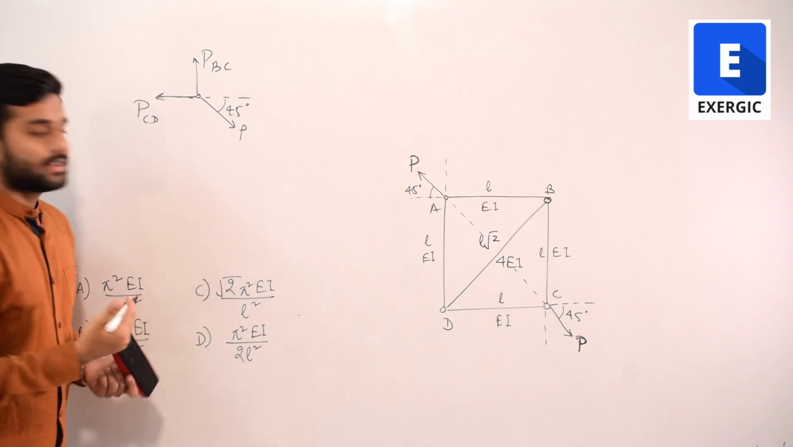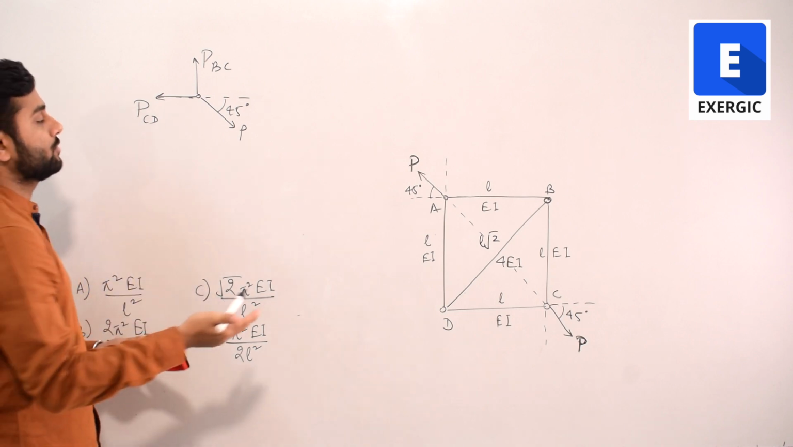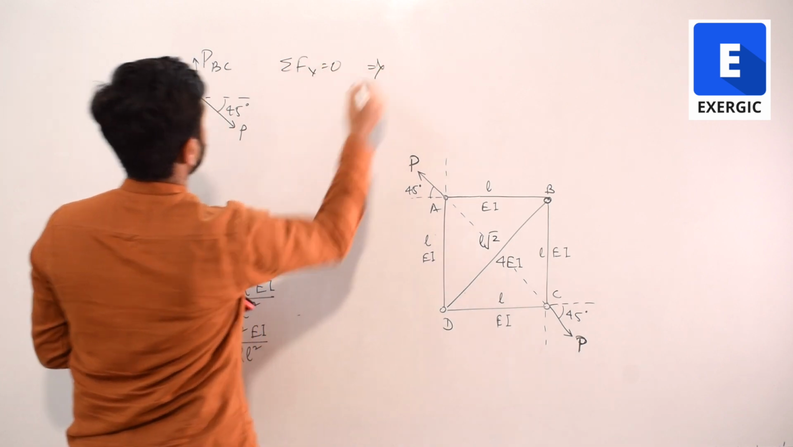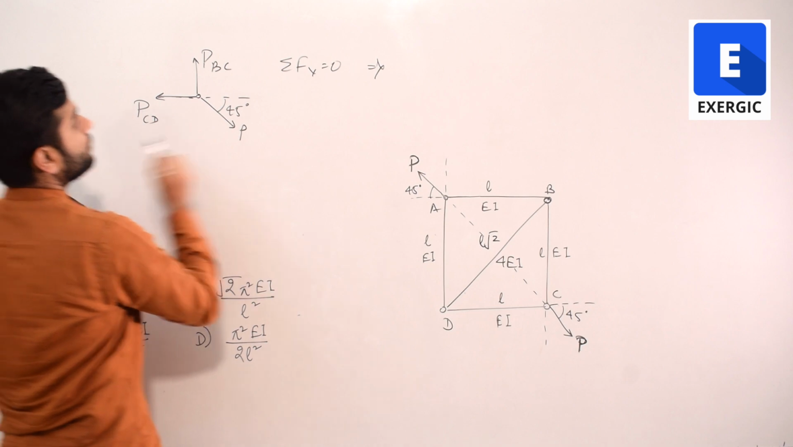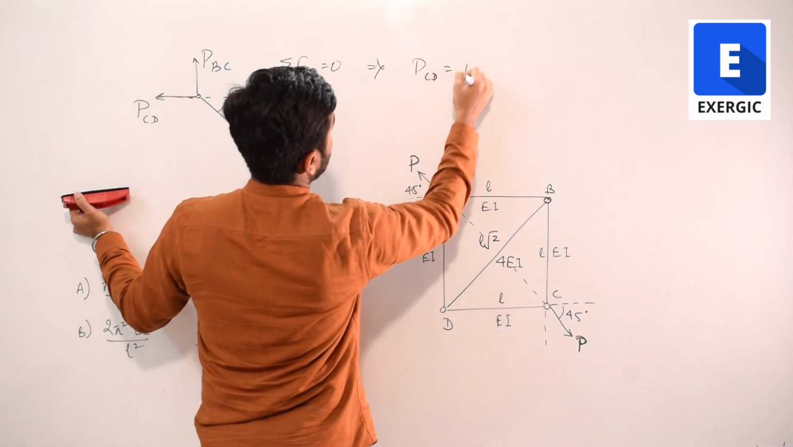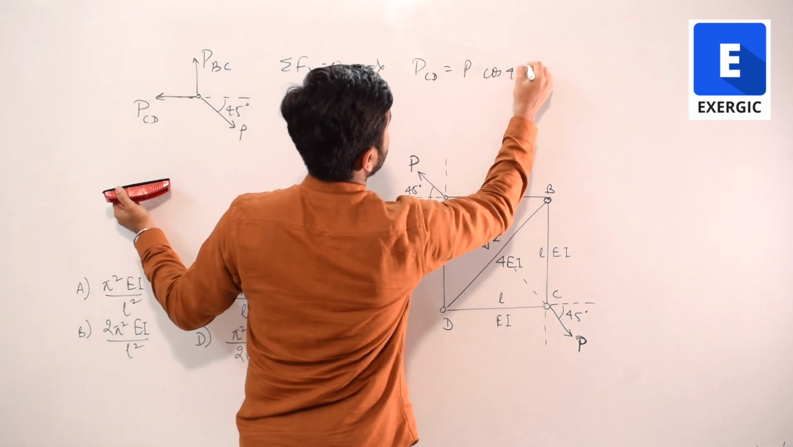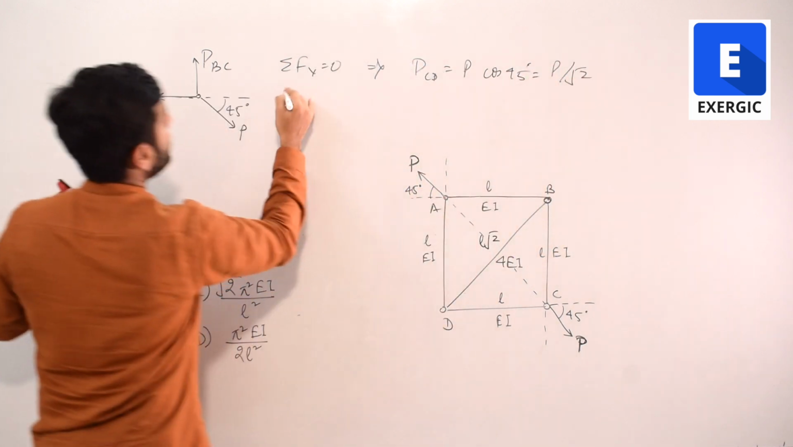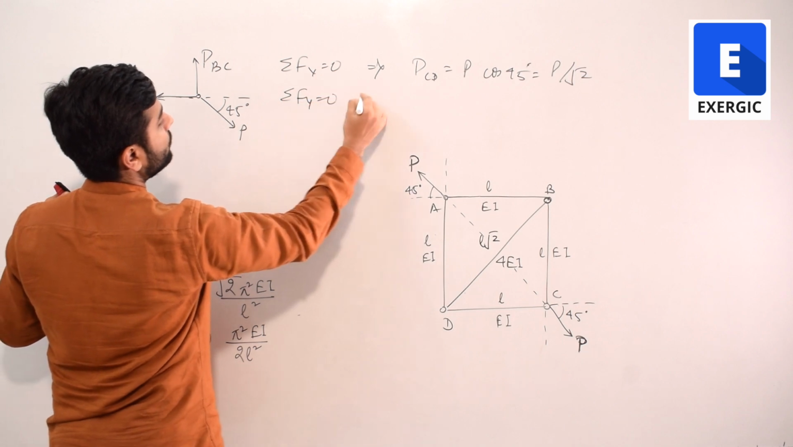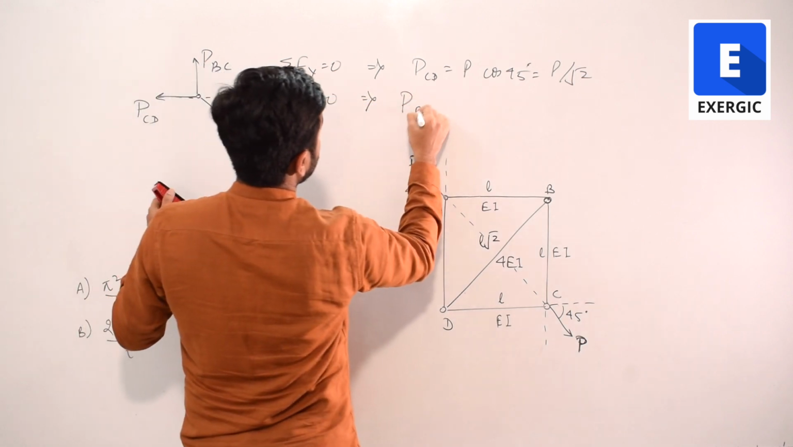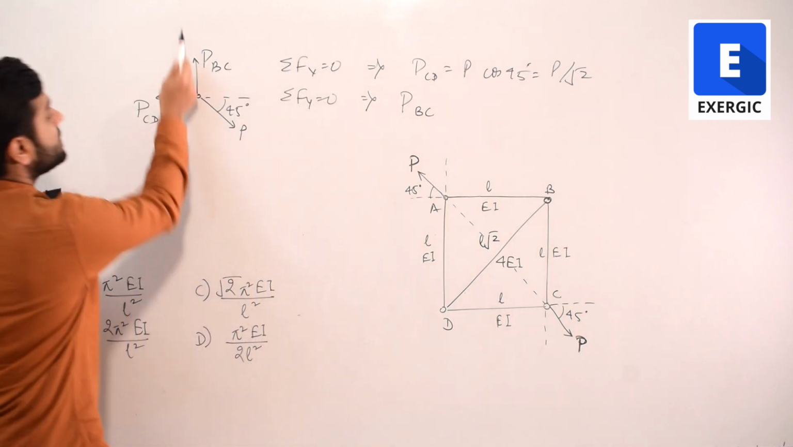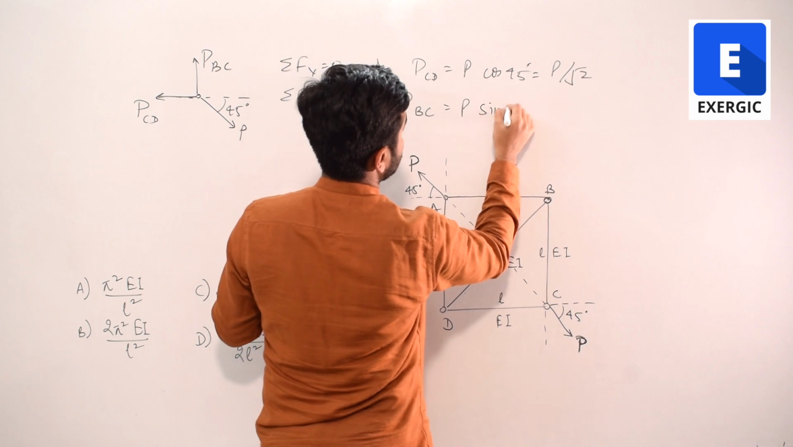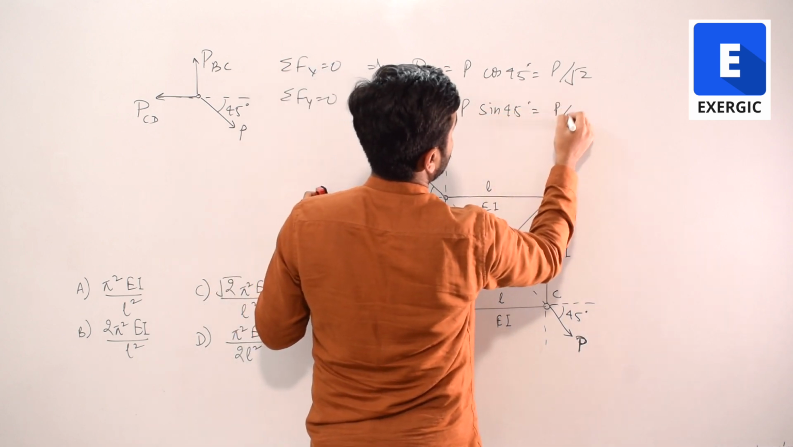Now let's apply summation Fx equal to 0, summation Fy equal to 0, like we do. Summation Fx equal to 0 is going to give you P cos 45 is equal to PCD. PCD is equal to P cos 45, which is equal to P by root 2. Correct? And similarly, applying summation Fy equal to 0 will give you PBC is equal to P sin 45. Correct? Sin 45 is also 1 by root 2. So it will be P by root 2.